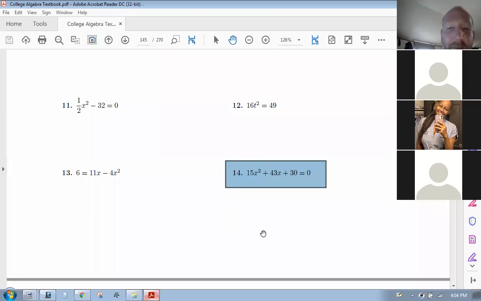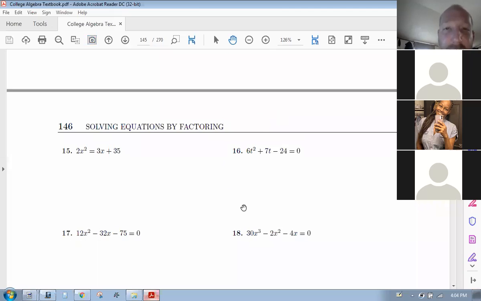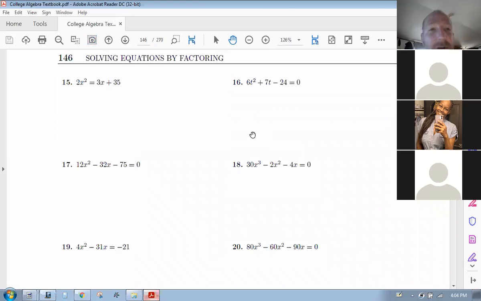So that's the last of that page. When we come back, we will continue knocking these out one after another as fast as we can on page 146. It's 4:05. We'll come back at 4:20, folks.